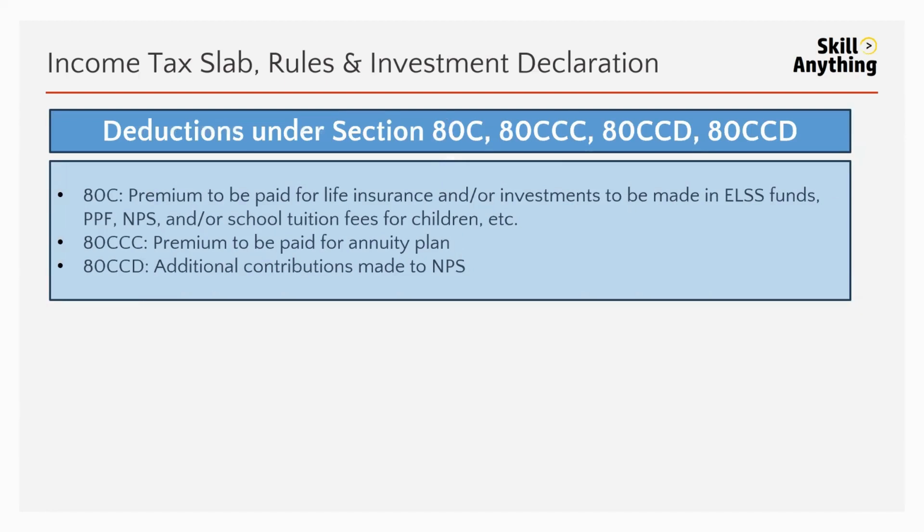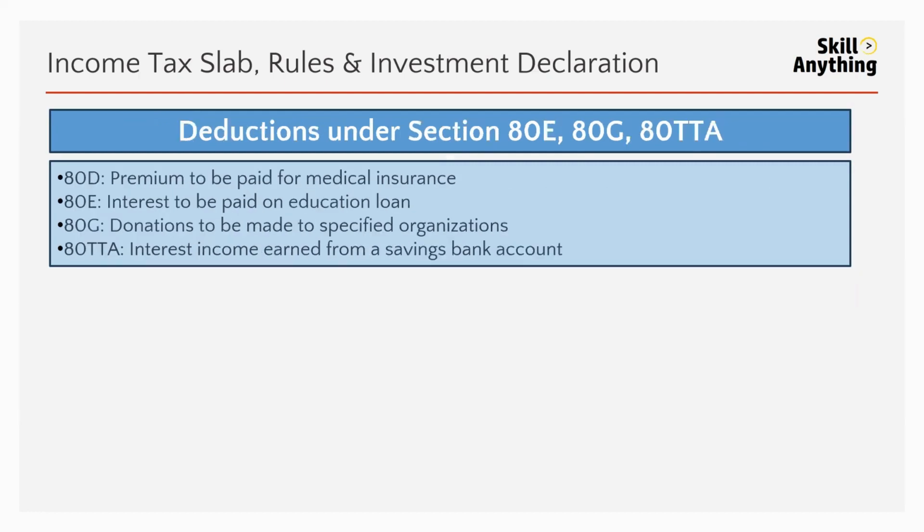Deduction under Sections 80C, 80CCC, 80CCD. What deduction can you take? For taking the deduction, you can invest in life insurance premium, ELSS fund, PF, NPS, or pay school tuition fees for children. Under 80CCC, the deduction is for premium paid for an annuity plan, and under 80CCD, for additional contribution made to NPS.